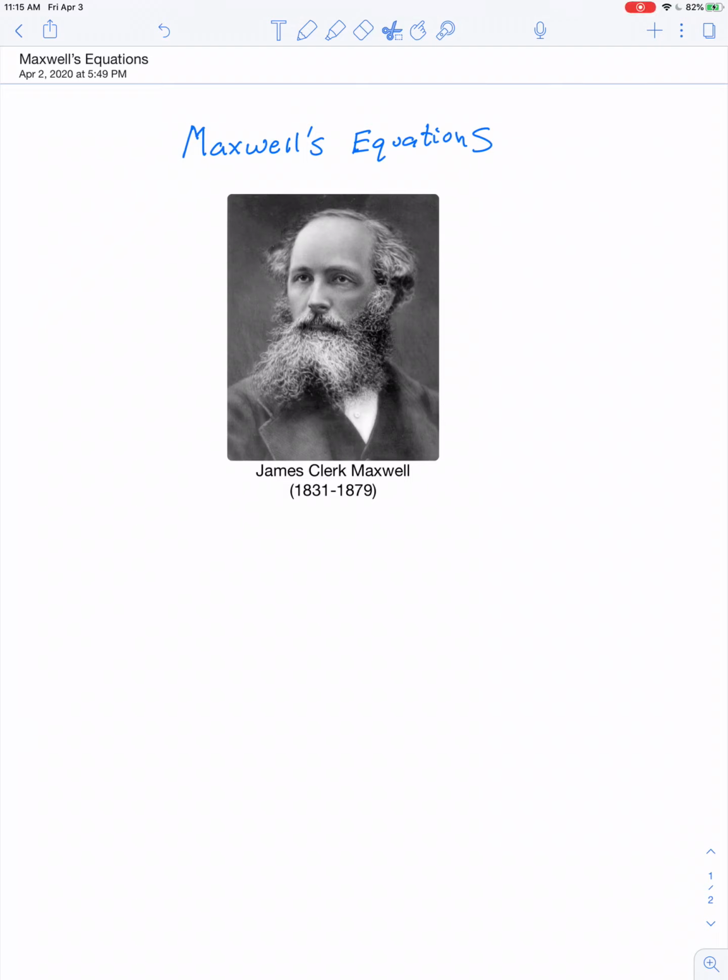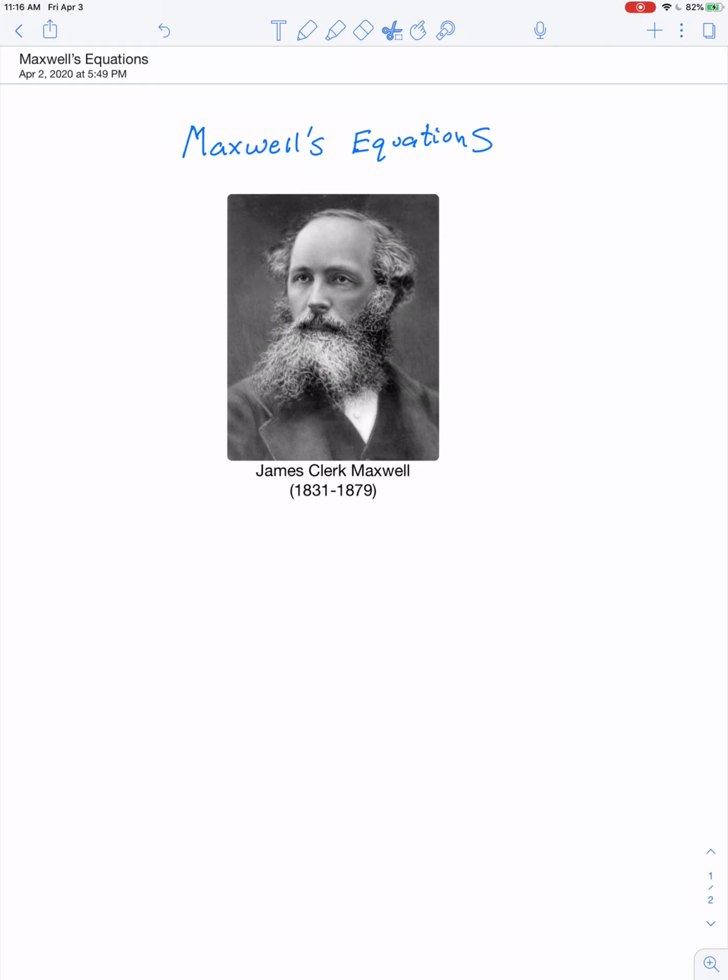In this lesson, I want to introduce you to James Clerk Maxwell and a set of equations known as Maxwell's equations. So James Clerk Maxwell was a Scotsman, and as you can see from the date shown, he unfortunately passed at the relatively young age of 48 due to complications from abdominal cancer.